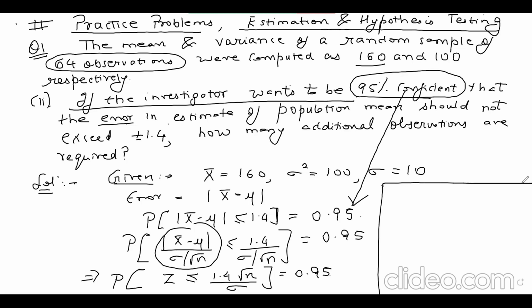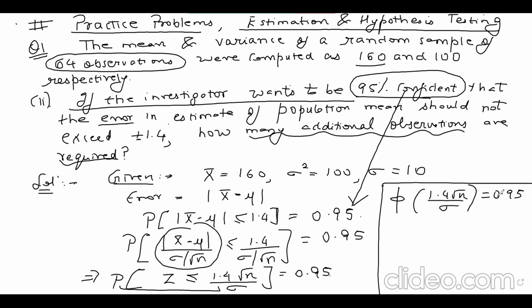I need to find n, because how many additional observations are required? We need to find the new value of n. So I can write the probability of Z less than or equal to this as phi of 1.4 root n by sigma is equal to 0.95. This implies 1.4 root n by sigma is equal to phi inverse of 0.95.